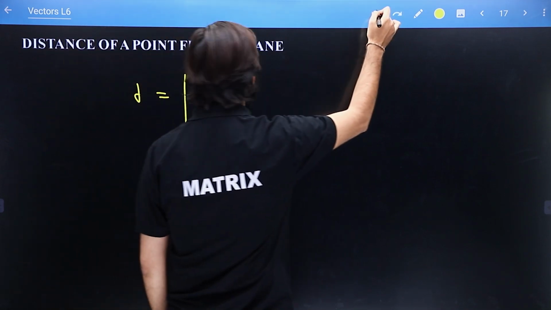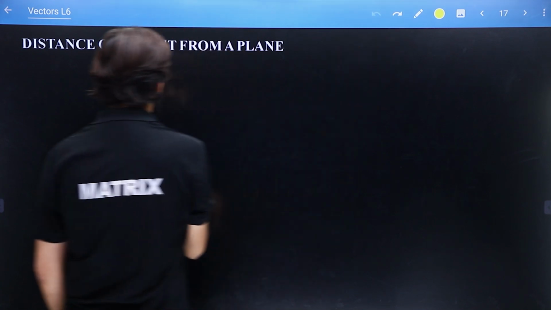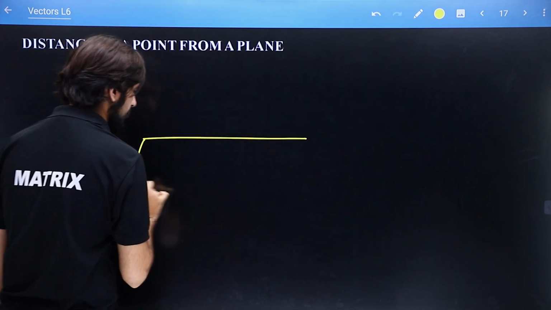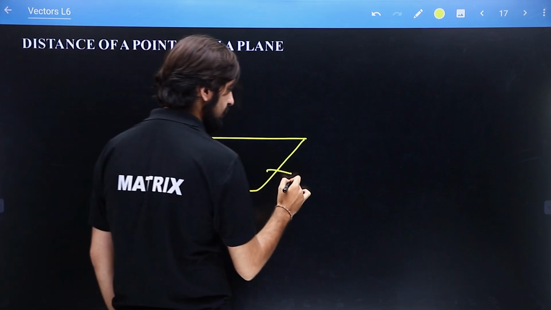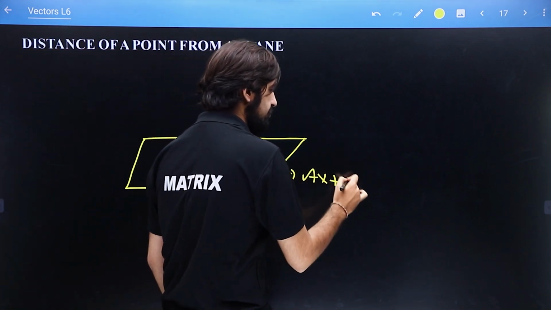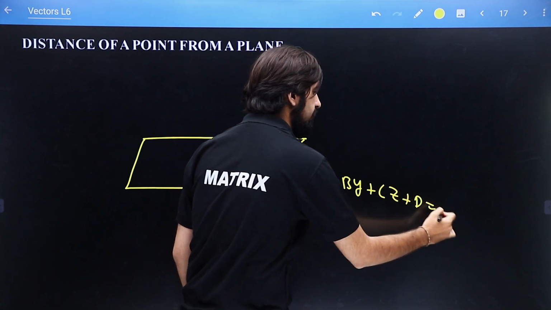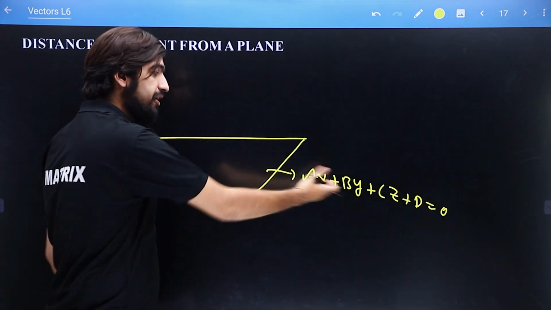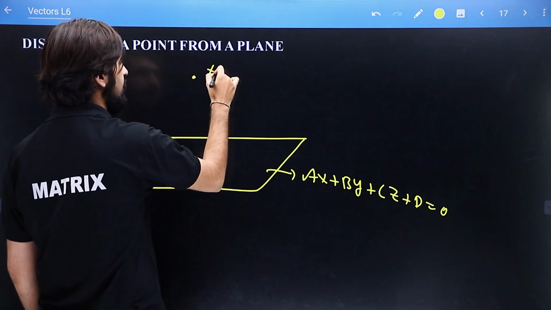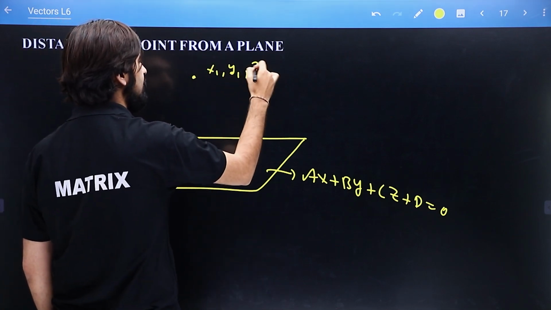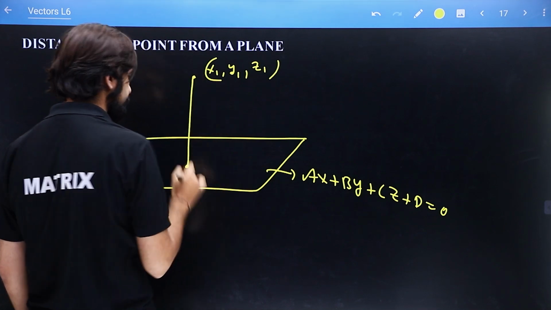So, we were writing capital A. Let's say this is your plane. I am writing this plane in Cartesian form, that is Ax plus By plus Cz plus D equal to 0. In some textbooks, these are written as small a, small b, small c and small d. And this is your point, let's say x1, comma y1, comma z1. You have to find the distance from here.